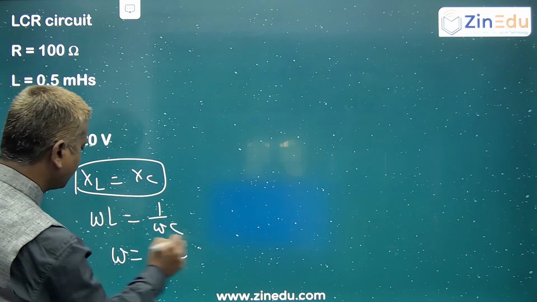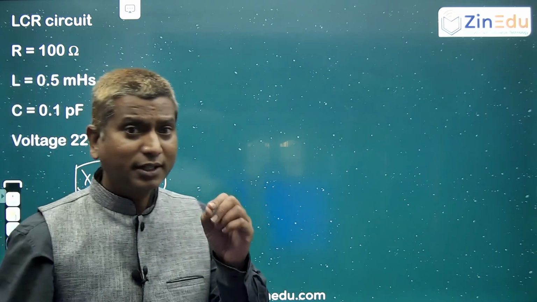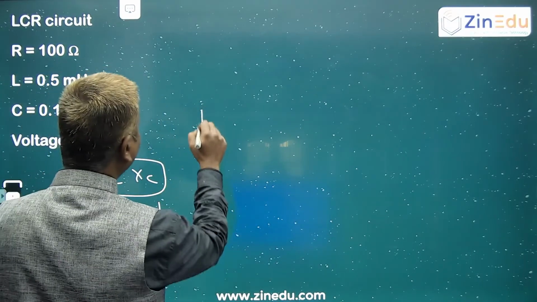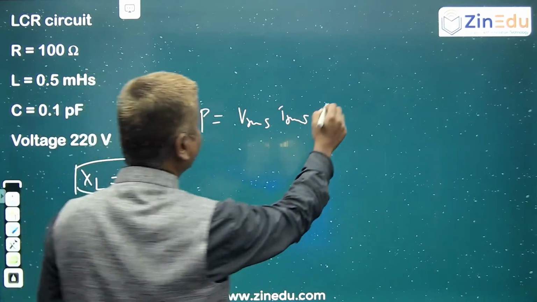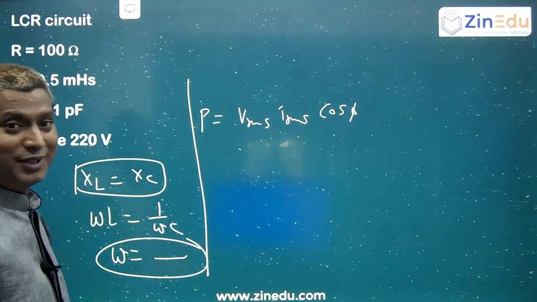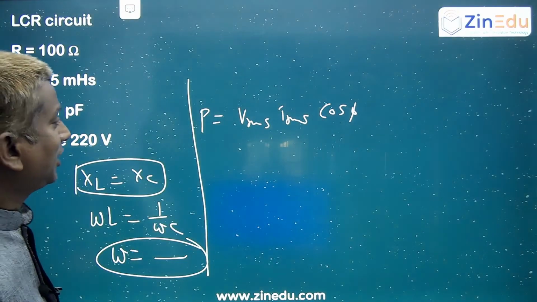The L and C values are already there. Okay, so that is one thing. Or if it is already at resonance, then we can also expect a question like this: the power supplied in this particular circuit. That power is given by Vrms into Irms into cos phi, and cos phi is nothing but the power factor. Vrms into Irms into cos phi.